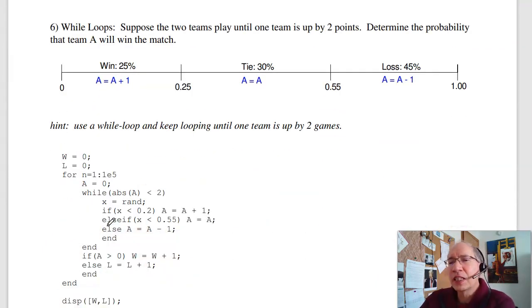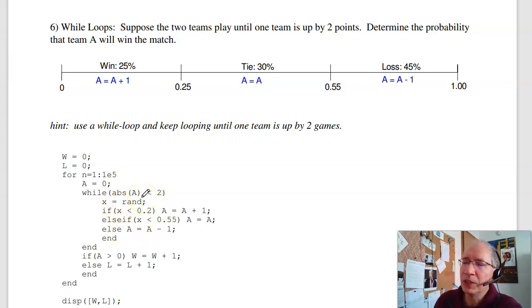A slightly different problem is a while loop. Suppose you have to play until somebody's up by 2 games. That's a little bit different. In that case, the way I'm going to score is on a win, I get plus 1 point, on a tie 0, on a loss, I get minus 1 point. I'm going to look, as soon as I get to plus 2, the game's over, I won, or minus 2, the game's over, I lost. Somebody has to get to plus 2 or minus 2. That's a while loop. Keep on playing until you get to 2.